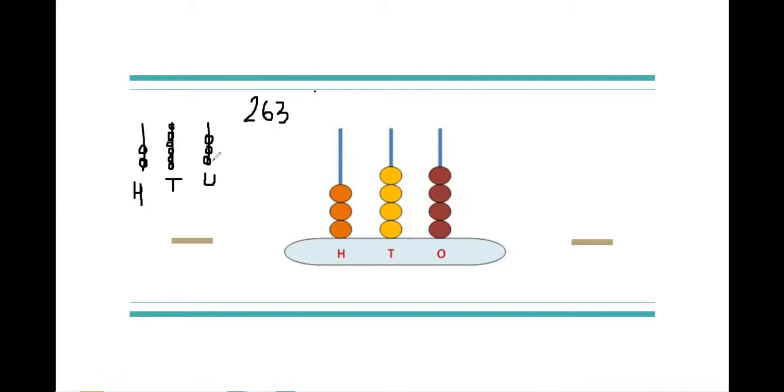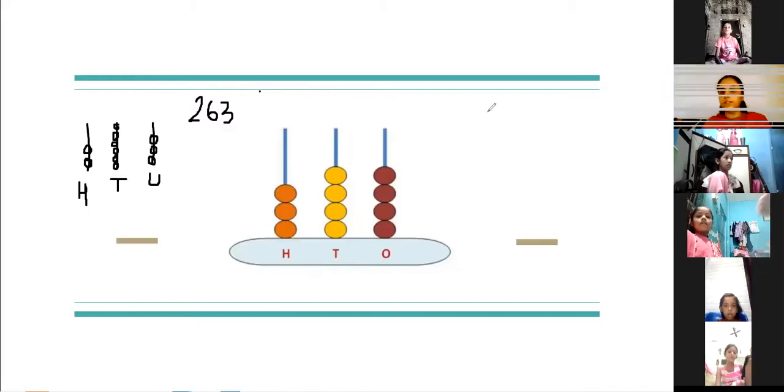That is 1, 2, 3. That means 3. 1, 2, 3, 4, 5, 6. That is 6. And 1, 2 is hundreds. So the number becomes 263. All right. I hope you all have got this correct answer.